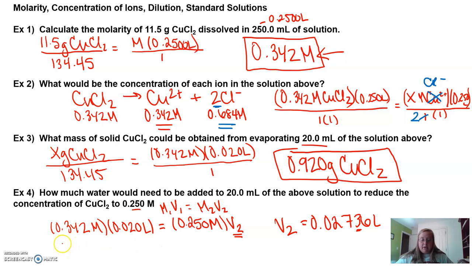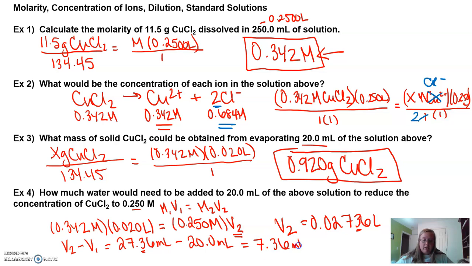Now to figure out how much water needs to be added, you're going to take volume 2 and subtract volume 1. And I'm going to convert it back to milliliters just because it's easier for me to subtract. And so your volume 2 is going to be 27.36. And again, here's the sig fig that we're looking at. And you're going to subtract 20 milliliters. So if I subtract this, you get 7.36 milliliters.